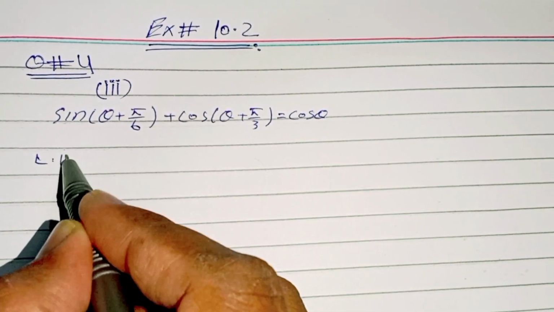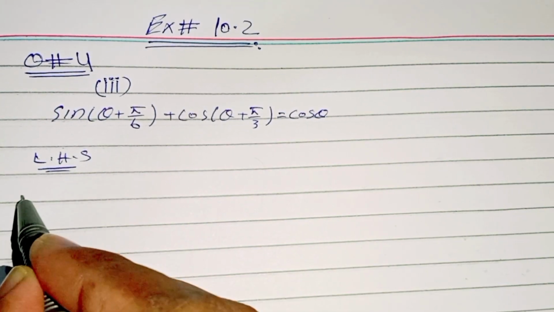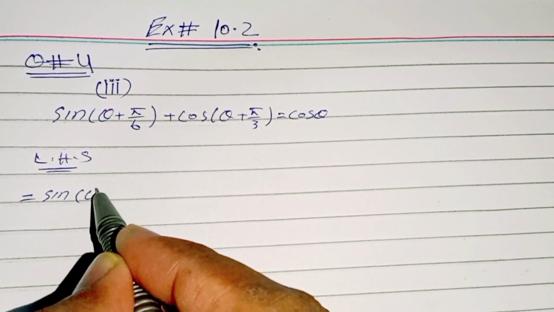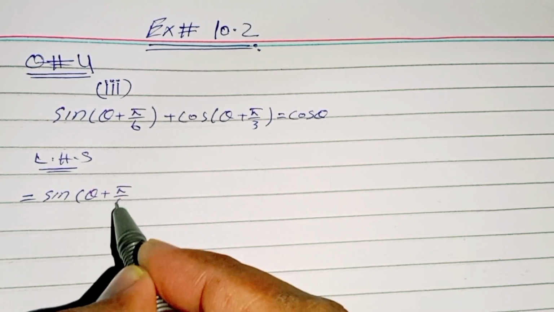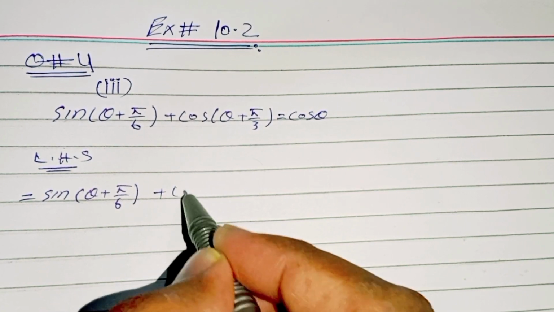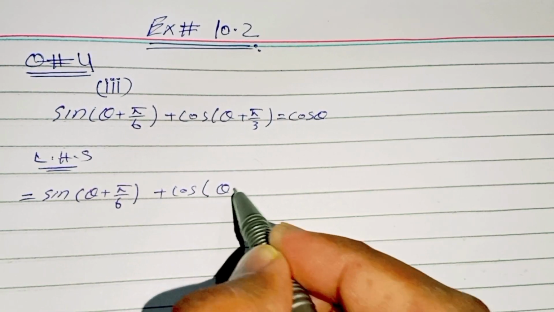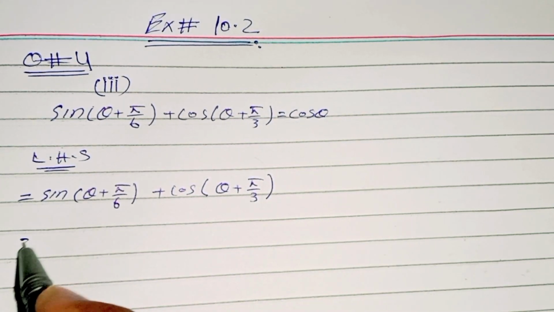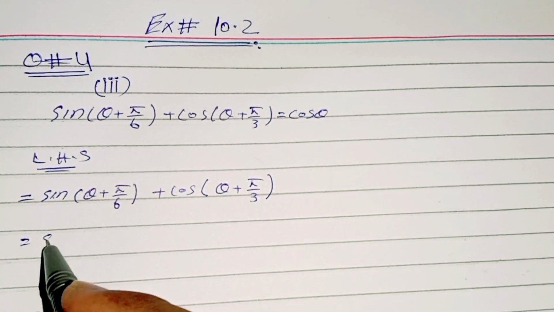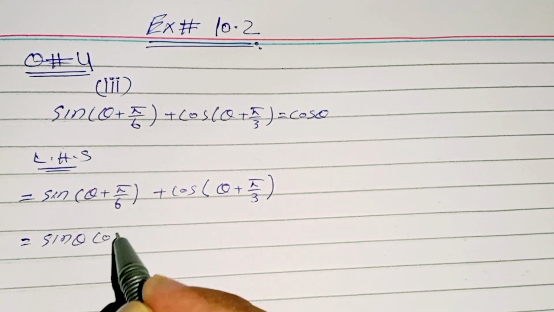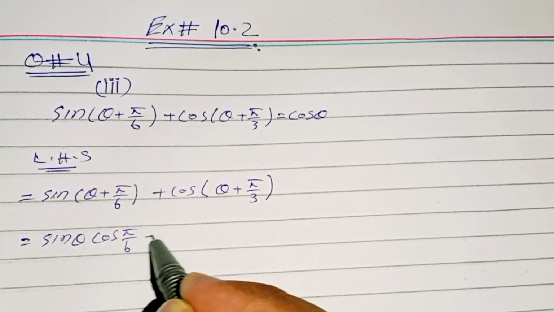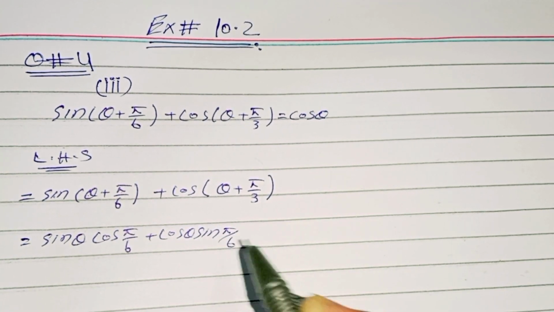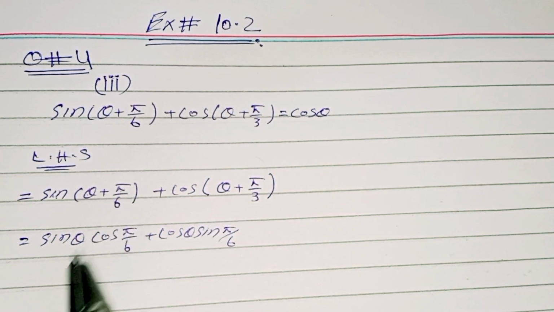Left hand side is equal to sin(theta + pi/6) + cos(theta + pi/3). By using the formula sin(alpha + beta), we have sin theta cos pi/6 + cos theta sin pi/6. We use the formula sin(alpha + beta).